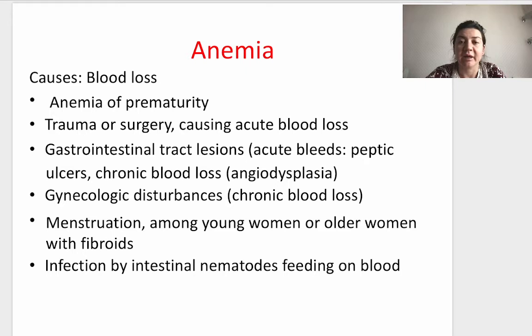Blood loss. A big number of different disorders can lead to blood loss and, as a result, anemia. It is anemia of prematurity. It is trauma or surgery causing acute blood loss. It is GI tract lesions like acute bleeding, peptic ulcers, chronic blood loss, or angiodysplasia. Gynecological disturbances like chronic blood loss, menstruation among young women or older women with fibroids, and infection by intestinal nematodes feeding on blood.